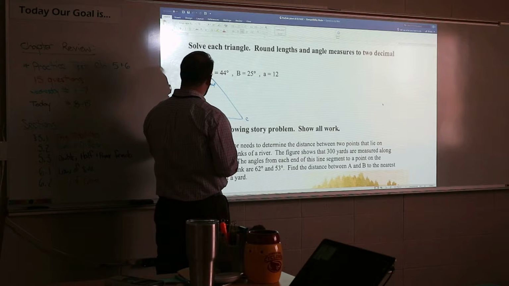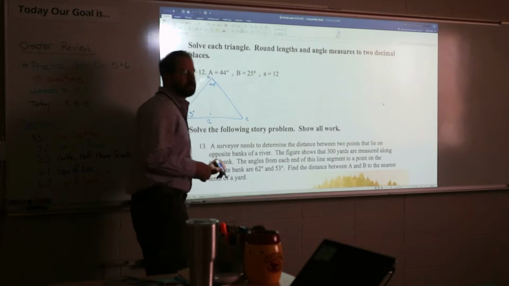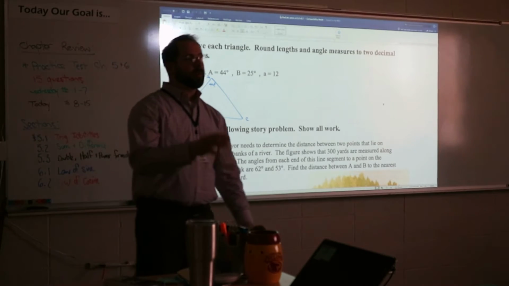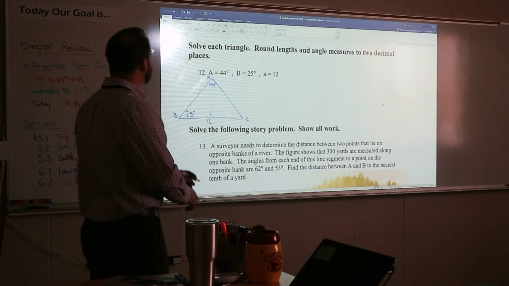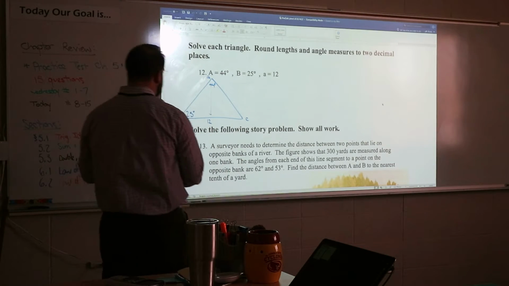And little a is 12. Little a is across from capital A. So that's how you know this is little a. You have to solve for the remaining parts of this triangle. You have to solve for all the pieces. It says in the instructions, solve the triangle, so you have to find all the missing pieces.